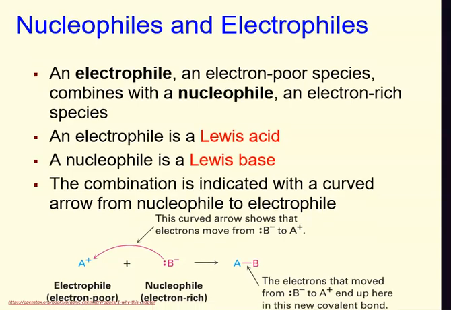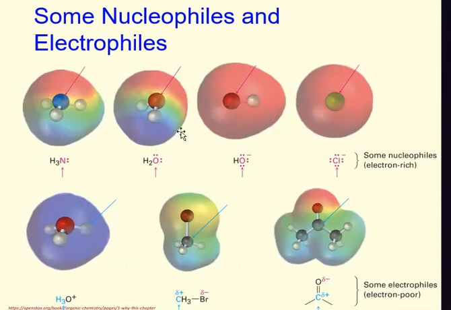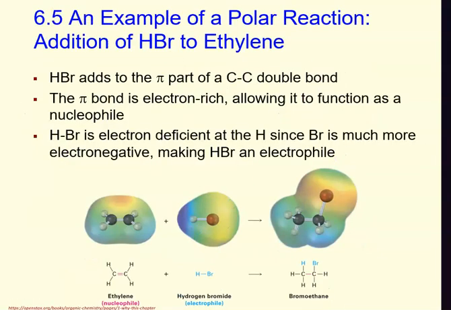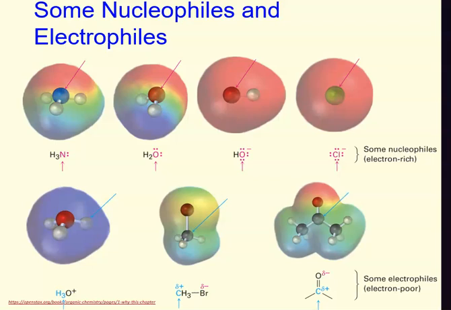Some examples of nucleophiles and electrophiles we can see here. Every species shown here is rich in electrons, so they are nucleophiles. At the bottom, you can see that there is an electron-poor area in each of these molecules, which becomes the electrophilic site. Sometimes the same molecule can have both an electrophilic site and a nucleophilic site.